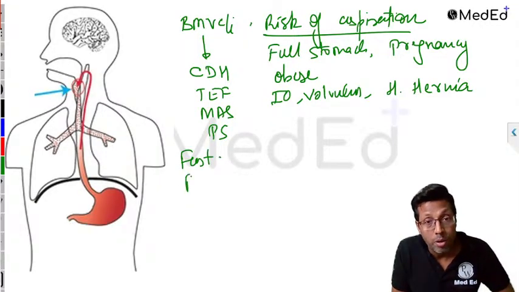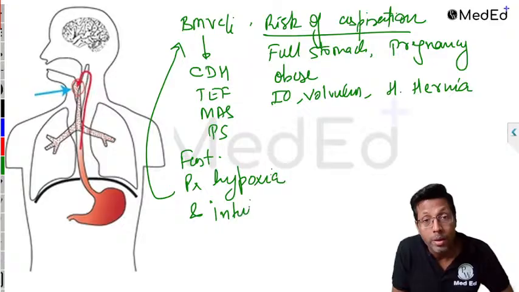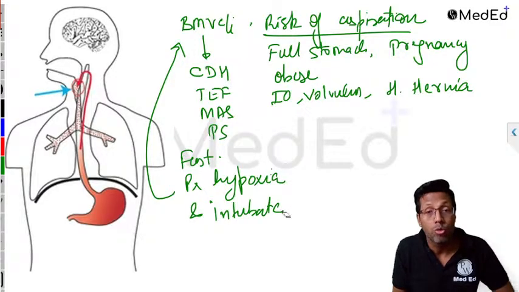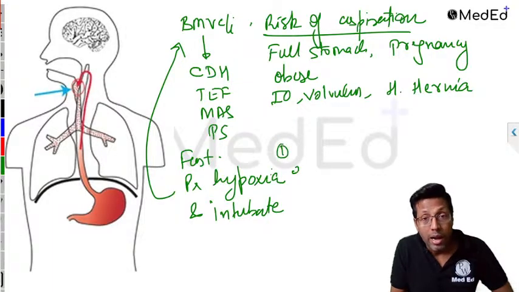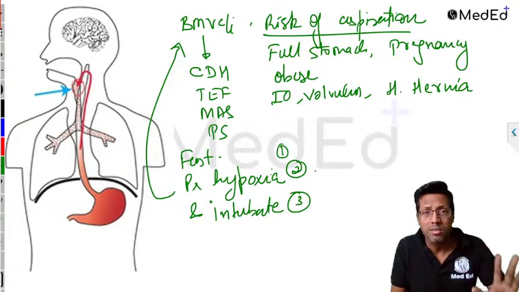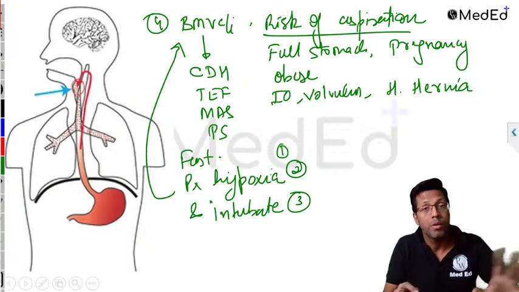At the same time, you need to prevent hypoxia. Why do you need to prevent hypoxia? Because bag mask ventilation is contraindicated and I need to intubate this patient. So because I have to do things fast, I have to prevent hypoxia. These are my three things: I have to do everything fast, I have to prevent hypoxia, and I have to intubate the patient. And the fourth point, bag mask ventilation cannot be done. No IPPV for this patient.